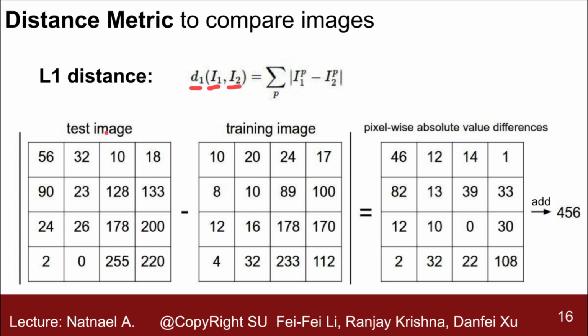So here assume this is a 4x4 test image, and here we have a 4x4 training image. Basically, L1 distance or Manhattan distance calculates the absolute difference between corresponding pixels and sums up all these pixel differences to get the D1 or L1 distance, which is calculated as 456 in this scenario. So L1 distance could be used to lead nearest neighbor to choose the best training image for the new test image.